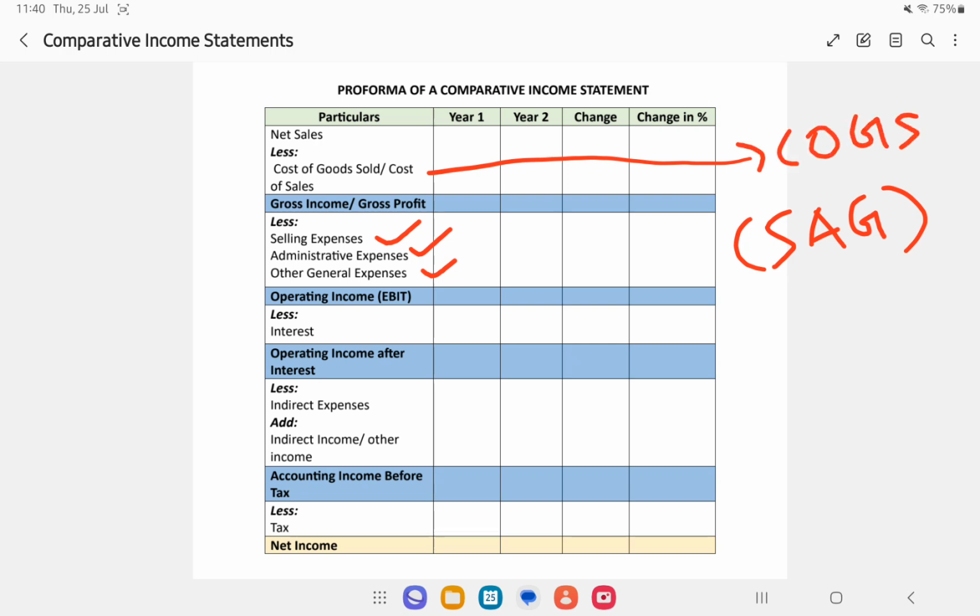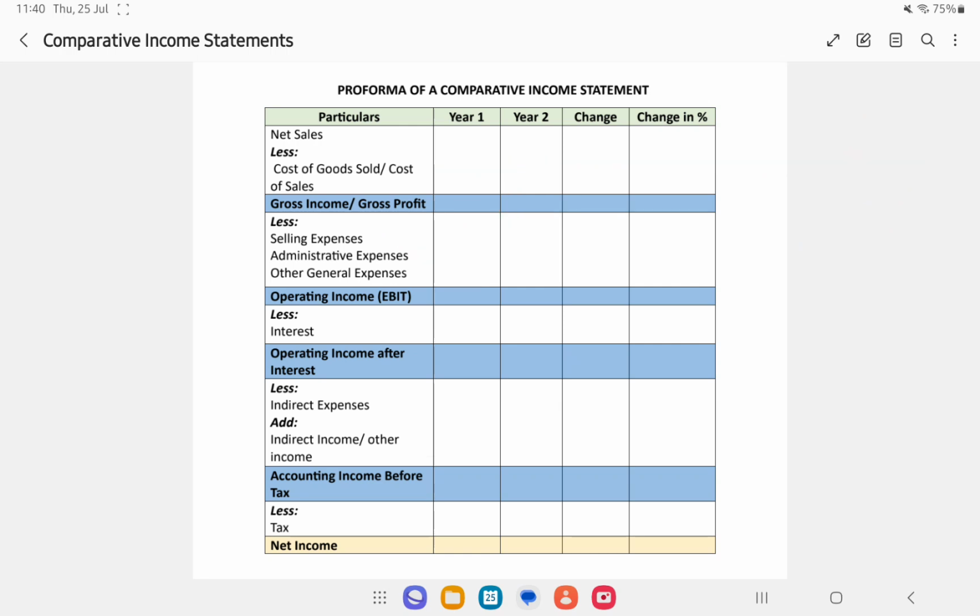First, from net sales we deduct COGS. That amount we mark as the gross profit we have earned this year. From that amount we deduct selling expense, administrative expense, and other general expense. By deducting, we come to another profit. Here we got gross profit. Here we get operating profit or operating income. This is called EBIT. Remember, EBIT stands for earnings before interest and tax.